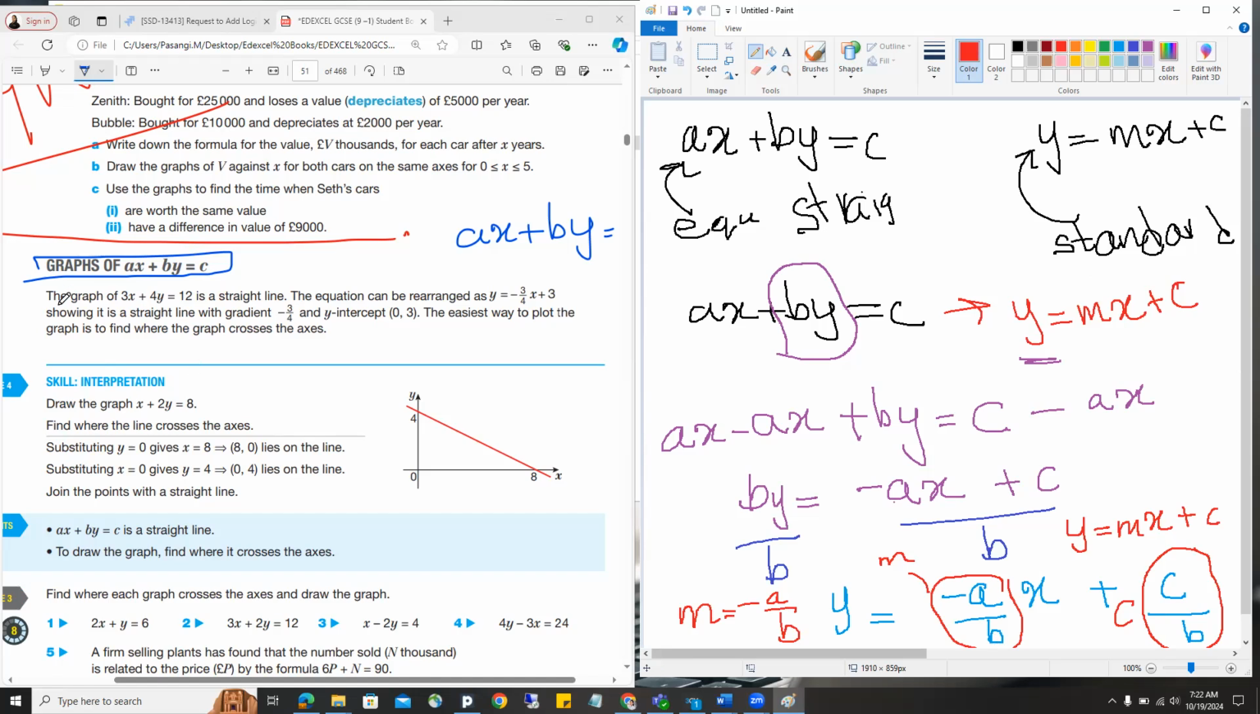Okay, that's what they have mentioned here. The graph of 3x plus 4y is equals to 12 is a straight line. The equation can be rearranged as y is equals to minus 3 over 4 x plus 3. How do we do this? Now this one is clear, right? Yes, miss. Shall I go to a new page and do that one as well? Okay, miss.